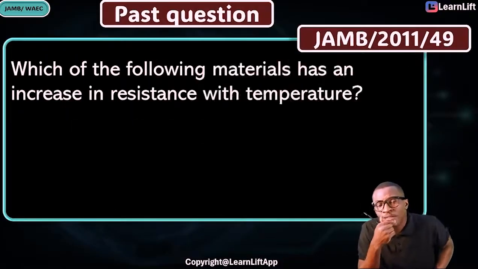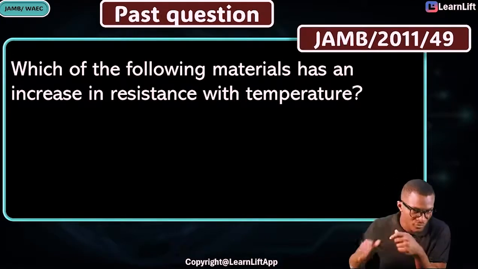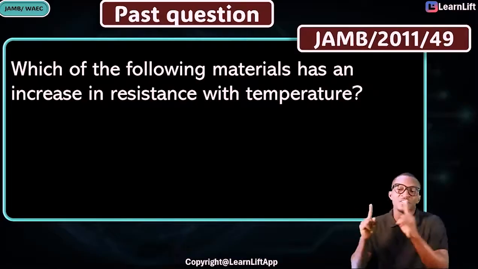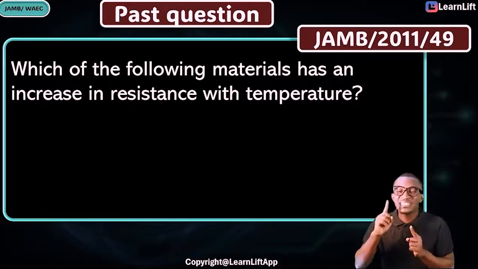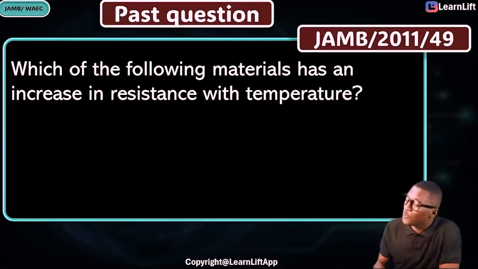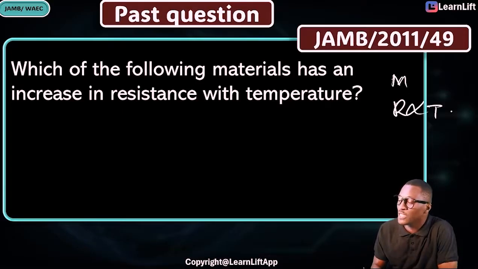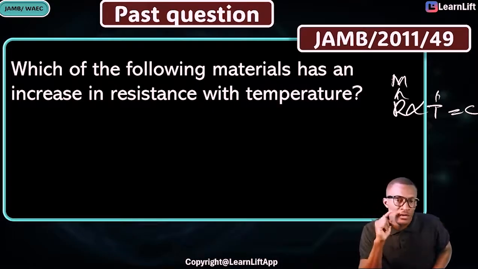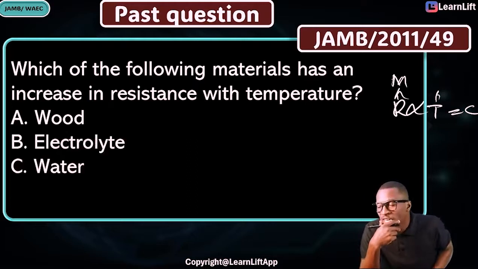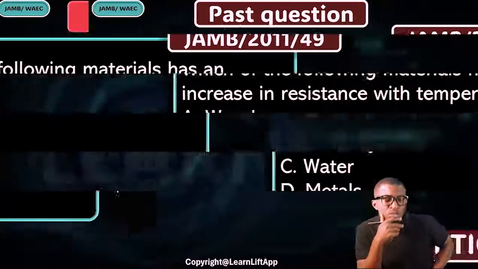Jamb 2011 question 49. Which of the following materials has increased resistance with increased temperature? That is, which of the following materials has a resistance that increases as its temperature increases? Of course, we say for metals. For metals, resistance is proportional to temperature. As for conductors, right? As resistance increases, temperature increases. The question says, which of the following materials has an increase in resistance with temperature? It would be electrolyte, C, water, D, metals. Of course, conductors, right? And metals are conductors, making option D the answer.